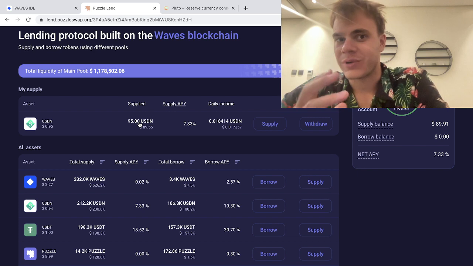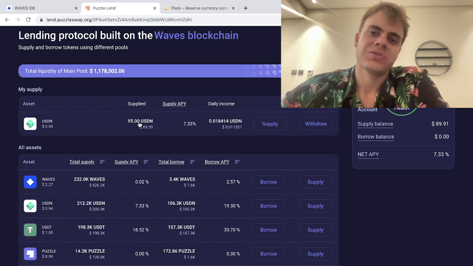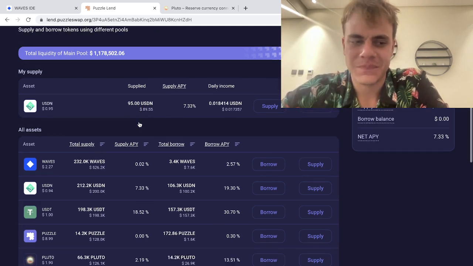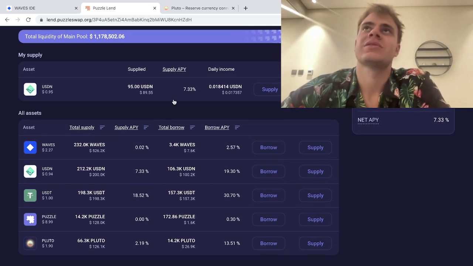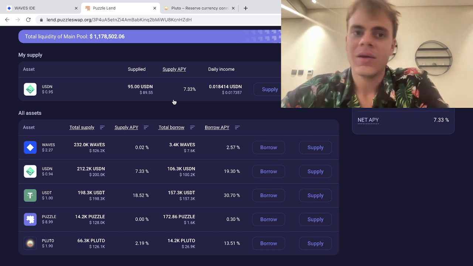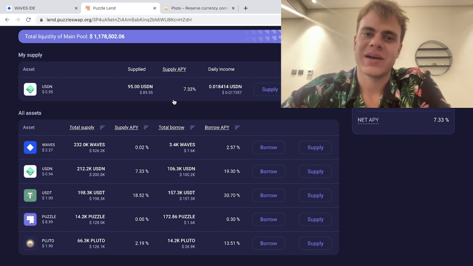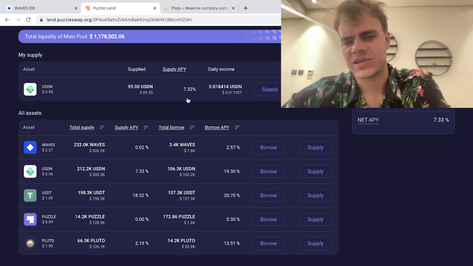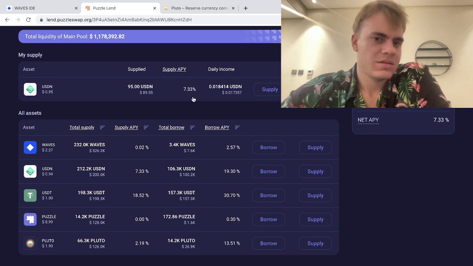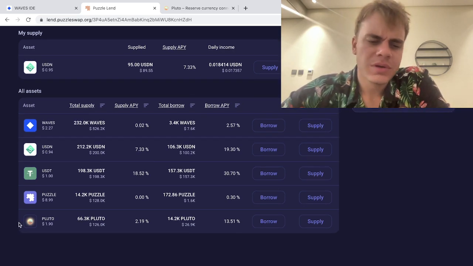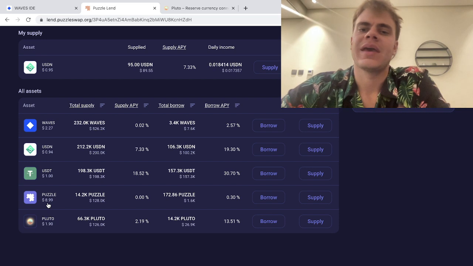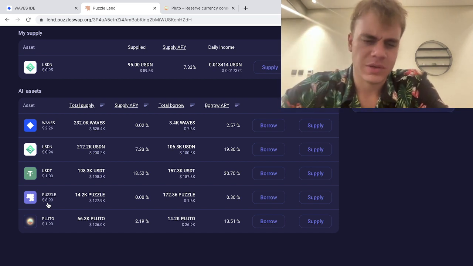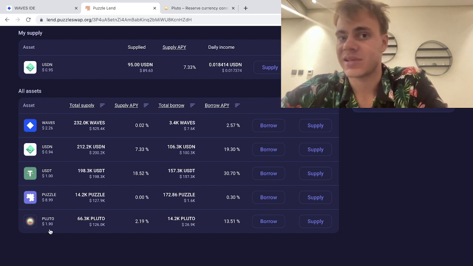Okay, that's how you can deposit money, but at the same time, after you deposit something, you can take a loan, you can borrow other assets. There are many different reasons why you would need it, but the main one is to optimize your earnings. So for example, by supplying USD, you're earning 7%, right? You can borrow, for example, Pluto using your collateral and stake it at Pluto.gold to earn another 40%, because Pluto actually yields 40% in staking.